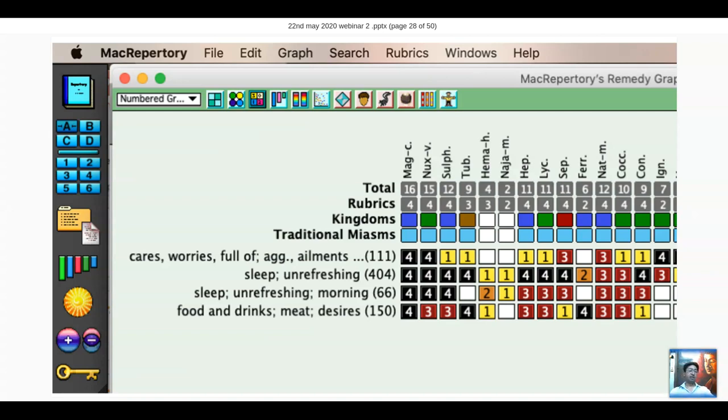But Nux vomica and Sulphur have altogether different totality, different indications. But this is the clear-cut indication of Magnesium carb: sour perspiration, meat desire, sour eructations, sleep unrefreshing, totally worn out state, ailments from cares and worries, menopausal condition. Right? Magnesium carb is a very good remedy particularly for this condition.